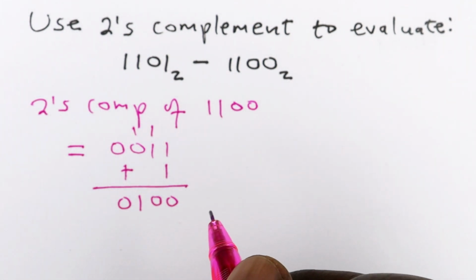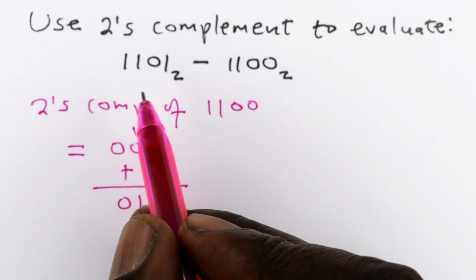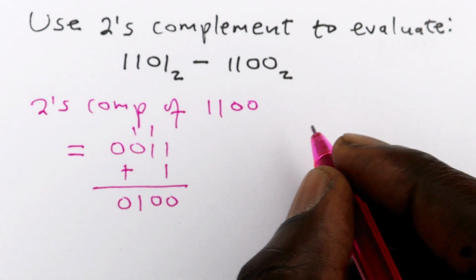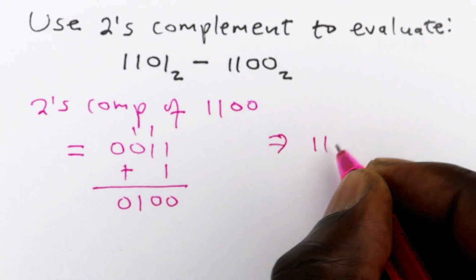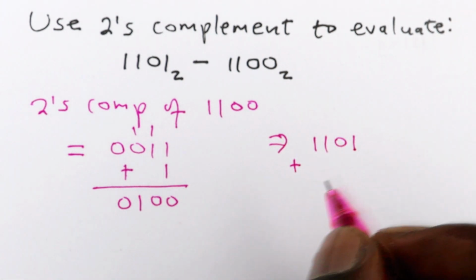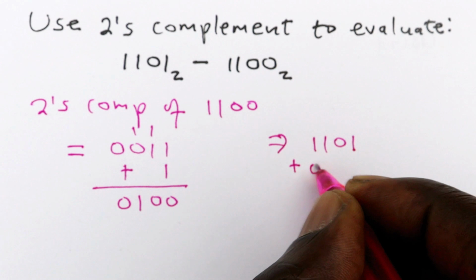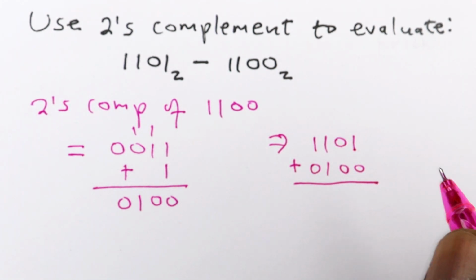Then the next step is to add that 2's complement to the number that you're subtracting from. So we're going to have the number we're subtracting from is 1101, and then we add the 2's complement of the other number, that is 0100. So let us do that.